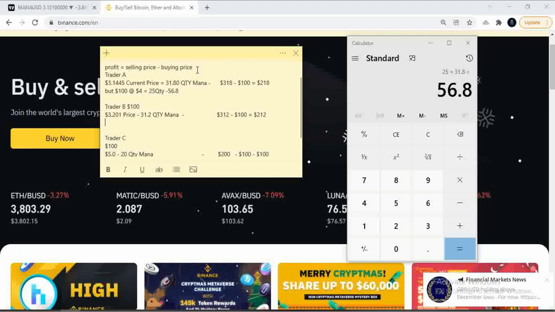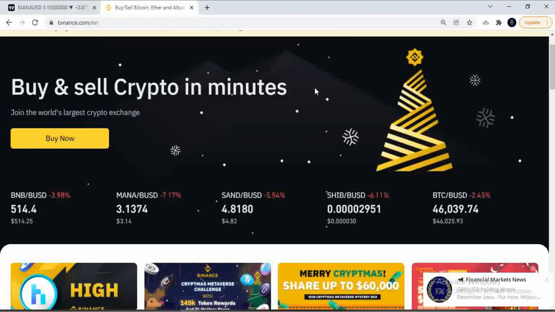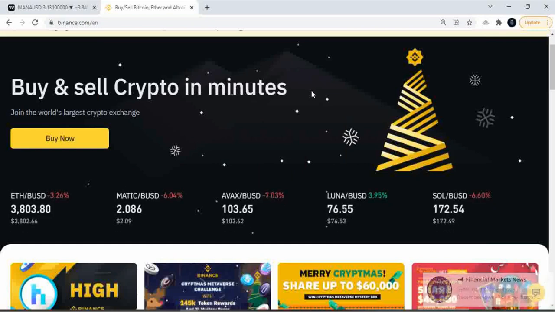That's what we call P&L, profit and loss. You're going to see it in your account. Price change is what we call P&L, profit and loss. So let's look at some charts and see how you can implement all what I just said in your Binance account.